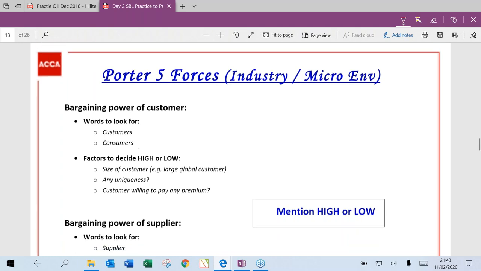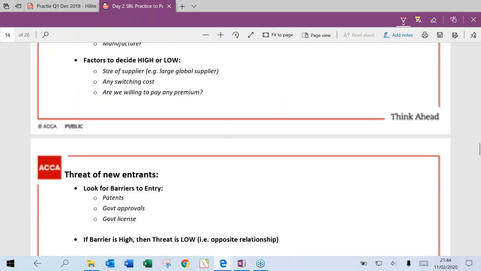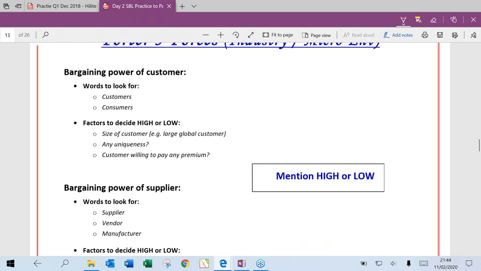Porter's Five Forces. Now, Porter's Five Forces is another model which is used to analyze industry environment. So PESTLE was for country and Porter's Five is used for industry environment. It is also called micro environment. Porter's Five has five forces: bargaining power of customer, bargaining power of supplier, threat of new entrants, threat of competition, threat of substitute.